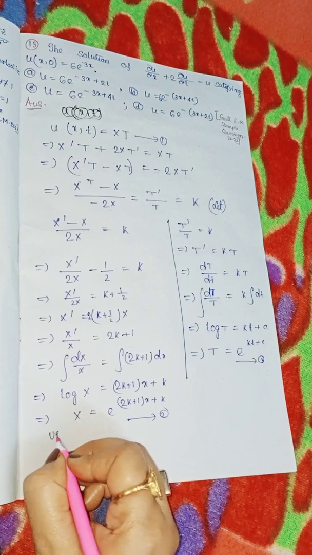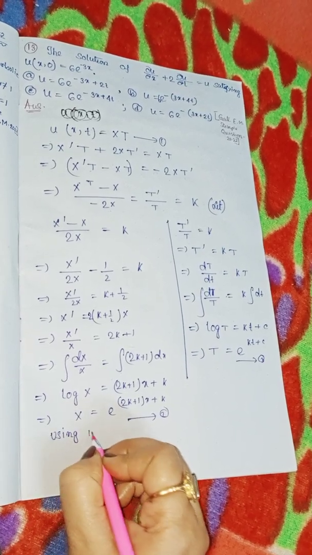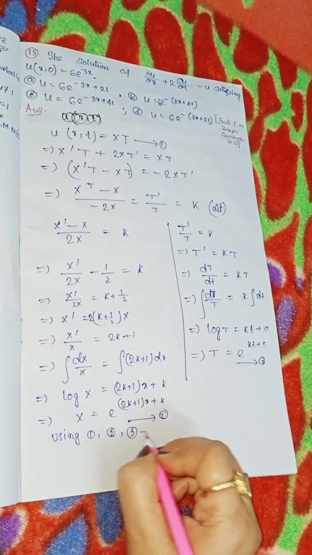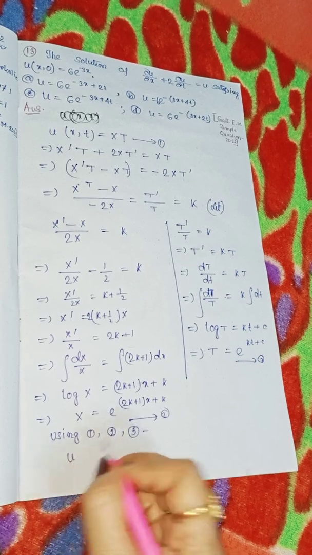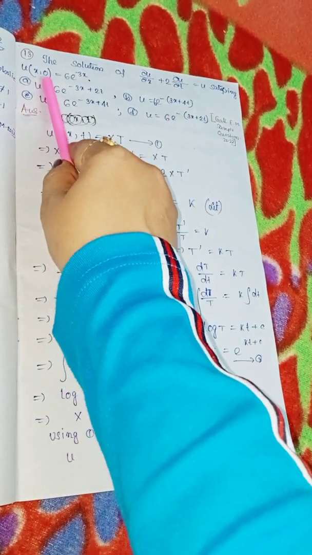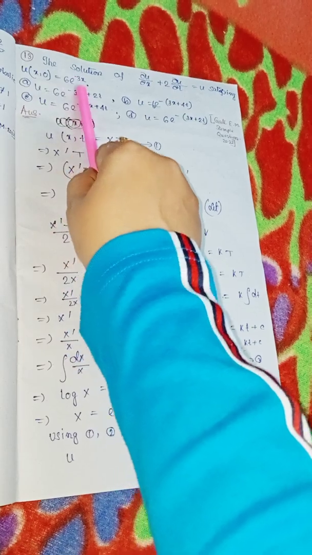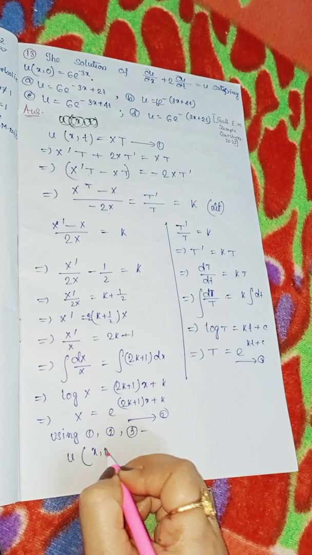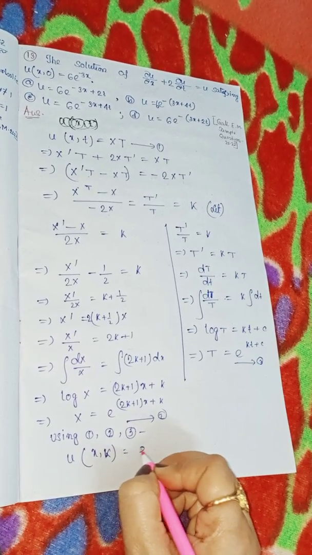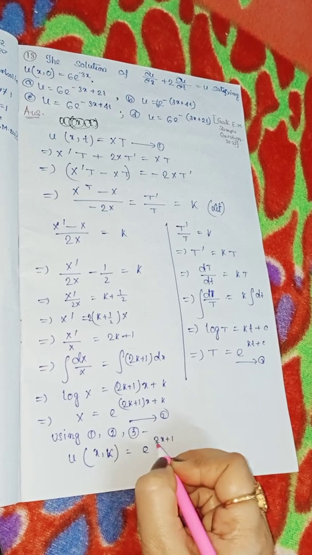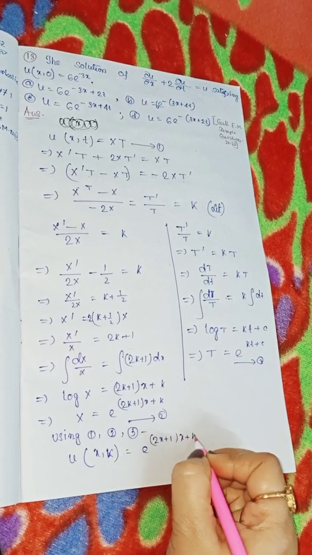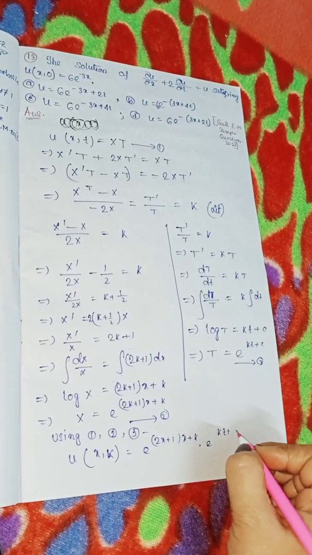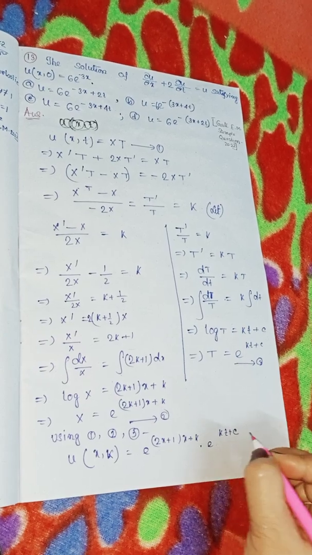So now using 1, 2 and 3, here we get what we get? E to the power, we should calculate e to the power x, u of x comma 0 is equals to this. Okay, so now x comma t, we get x comma t. So it is e to the power 2k plus 1 into x plus k into e to the power kt plus c. Okay.